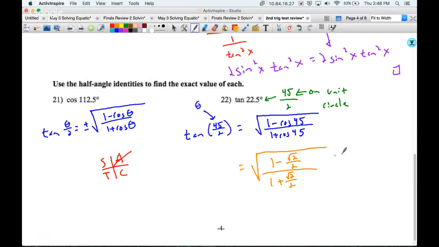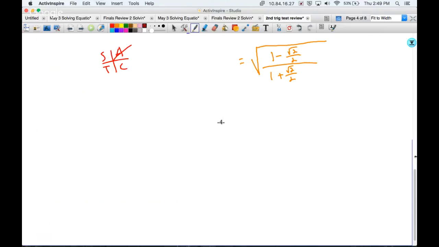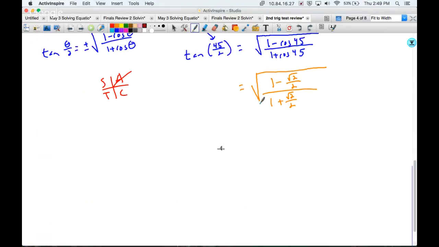To simplify this, I need to get a common denominator. That denominator is a 2. So now we're off to the races on simplifying. This is our precise answer, but it's just not simplified. It's not what the answer choices are going to look like. Here's how we would simplify that. I need to make common denominator, so I make that 1 a 2 over 2, minus root 2 over 2. This one down here is going to become a 2 over 2, plus root 2 over 2.